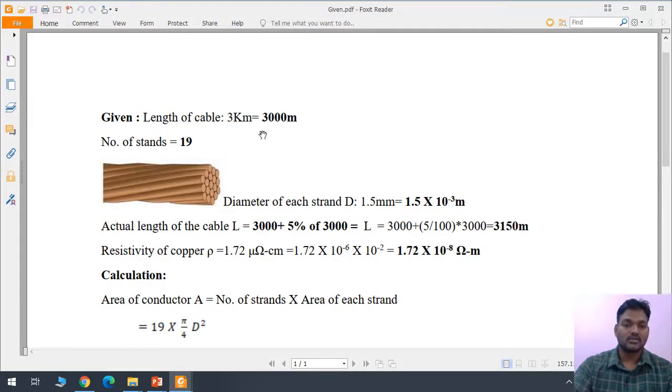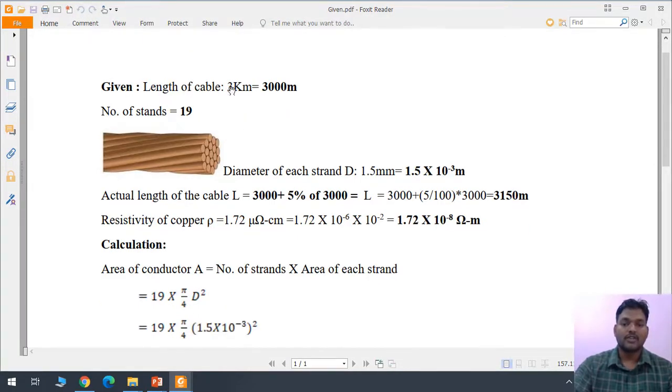So here you see, this is the given length of the cable, 3 kilometers. 1 kilometer is 1000 meters, so 3 kilometers is 3000. The number of strands is 19. Diameter of each strand is 1.5 mm. So these are the strands you can see here. There are 19 strands. Each strand is identical, having the same cross section, that is, the same diameter. So 1.5 mm each, which is 1.5 into 10 power minus 3 meters. We are converting all the quantities into SI units.